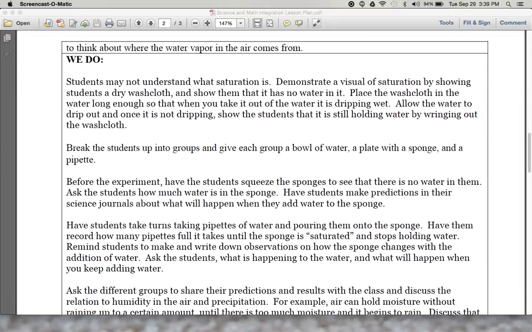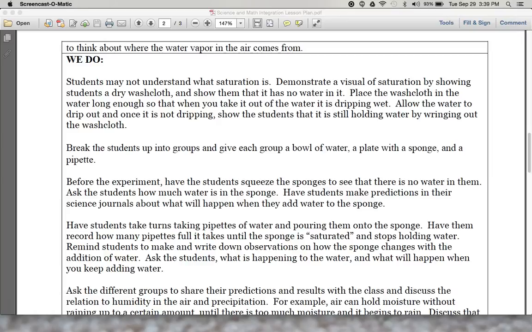So students may not understand what saturation is, so I will demonstrate to them with a dry washcloth and show that there's no water on it. I will place the washcloth in water long enough so that it comes out dripping wet. I will allow the water to drip, and once it's not dripping anymore, show the students it is still holding water by wringing out the washcloth.